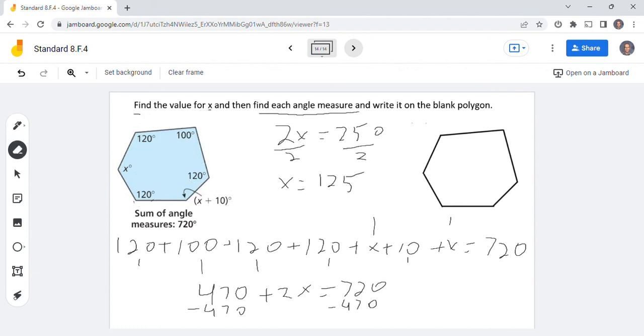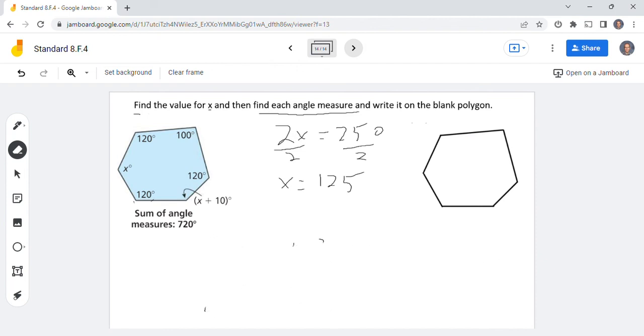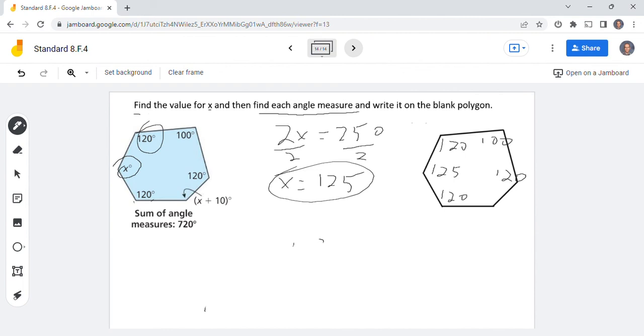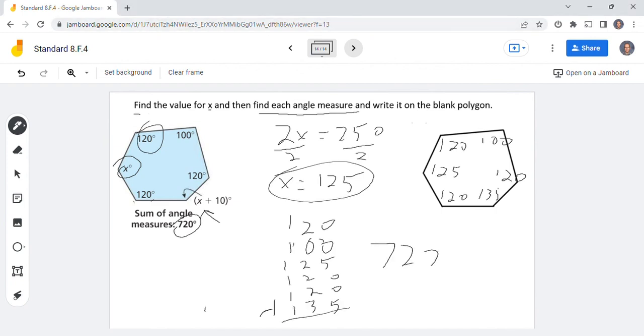Now let's write down the measure of our angles, and we have a lot of them that are already given to us, so we're just going to write those down. This angle is x, and we know x is 125, so we now know that angle is 125. Over here we have x plus 10, so we got to plug it in. 125 plus 10 is 135. So we now have all of the angles, but let's add them together just to make sure that they sum up to 720 after all. And indeed, they end up being 720 degrees. So we have correctly solved this equation. Thank you everybody for watching, and good luck on the test.